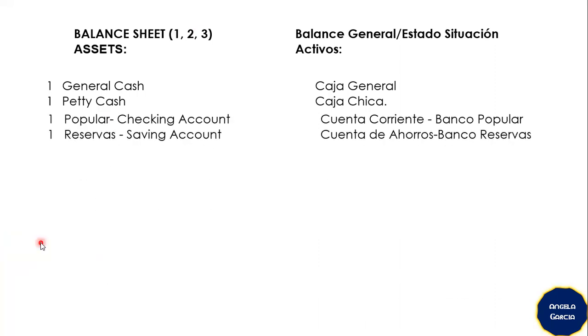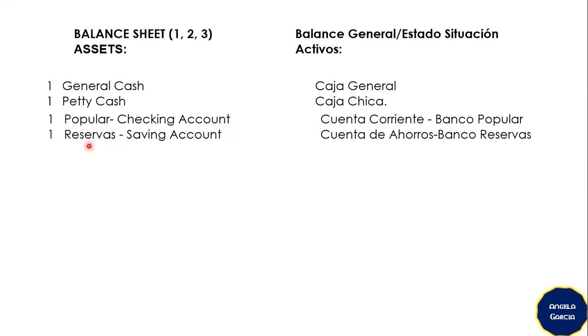Let's continue with bank accounts. So we have bank accounts. The first here is popular checking account. The checking account is like the current account. It's an account that you can write a check, for example. Companies are used to having this type of account.